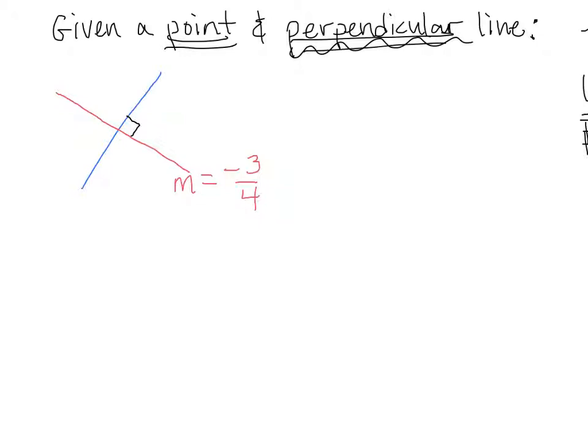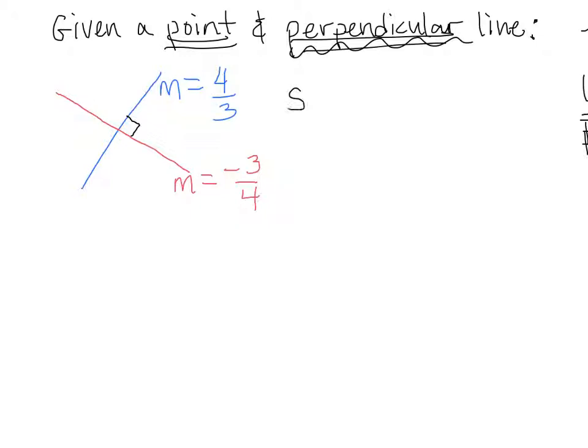That would mean that the blue line's slope is definitely positive. It's going up and to the right. And so if one has a negative slope, the other one has to have a positive slope. And if you just flip the fraction, 4/3, that would then be the slope of the perpendicular line. Those are called the negative reciprocals of each other. Negative means the opposite sign. Reciprocal is the flipped fraction.